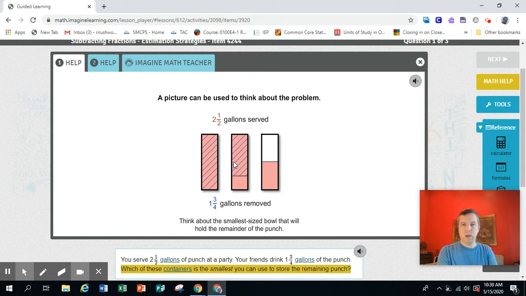I like to visualize 3/4 by cutting it in half in my head and then cutting the halves in half. So if you cut it in half here, you can see that, and then again here, you can see it's 1, 2, 3/4 of punch are removed. So we have this much punch left and this much punch left. All right.